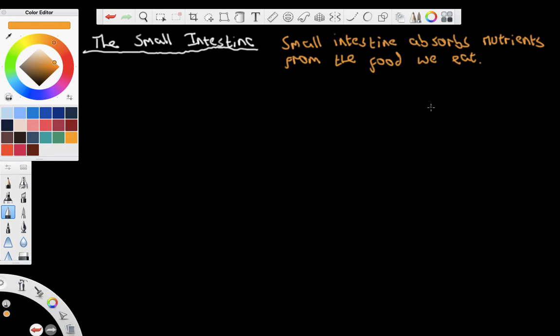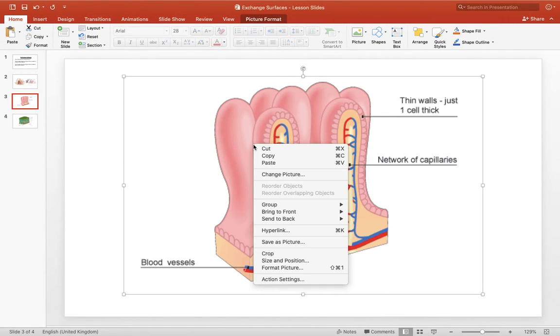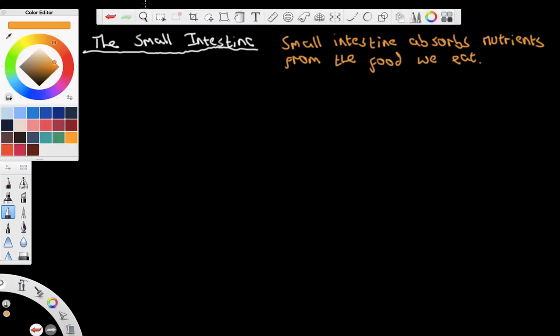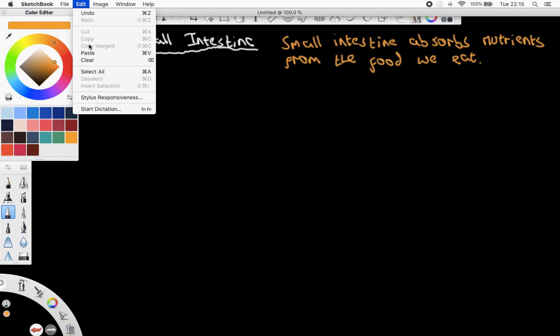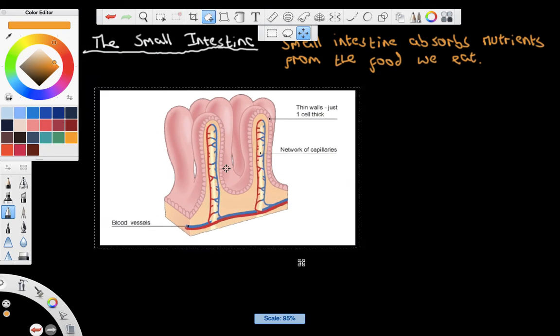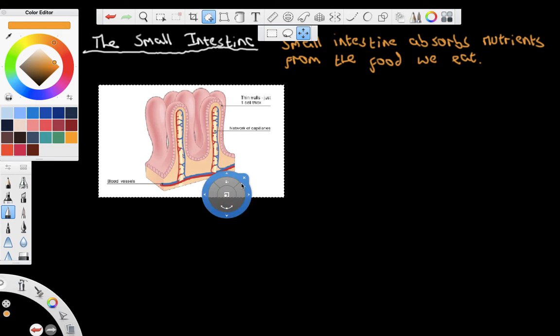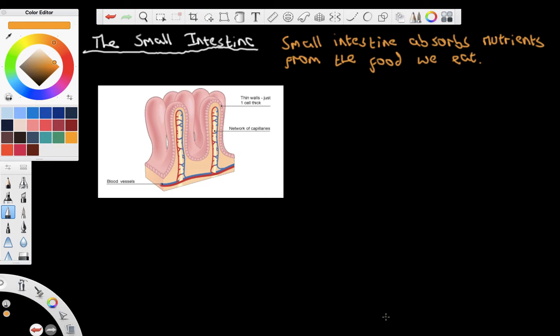Okay, and if you have a look back at our PowerPoint on slide 3, there is a zoomed up image of a part of the small intestine. Okay, so I'm going to make it a bit smaller because we don't need it that big. And we can say that the small intestine has lots of folds known as villi or villus.